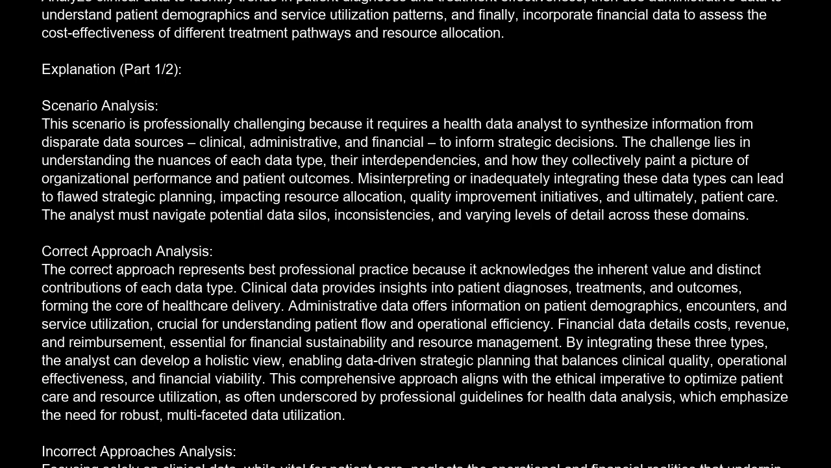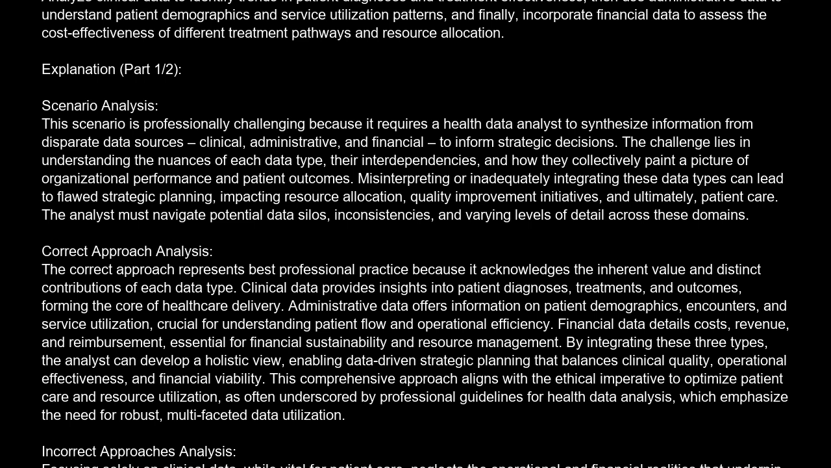The challenge lies in understanding the nuances of each data type, their interdependencies, and how they collectively paint a picture of organizational performance and patient outcomes. Misinterpreting or inadequately integrating these data types can lead to flawed strategic planning, impacting resource allocation, quality improvement initiatives, and ultimately, patient care. The analyst must navigate potential data silos, inconsistencies, and varying levels of detail across these domains.